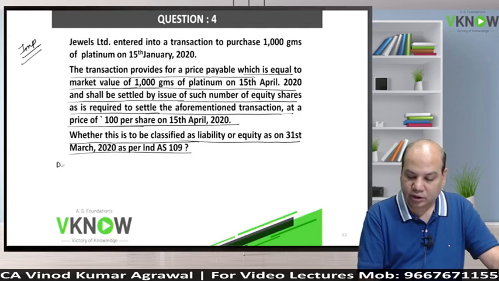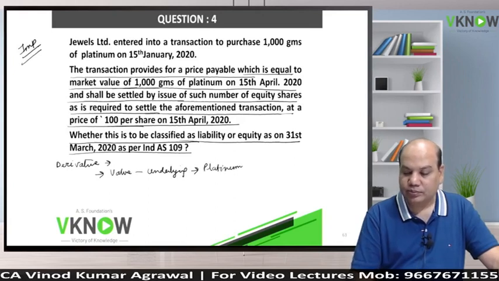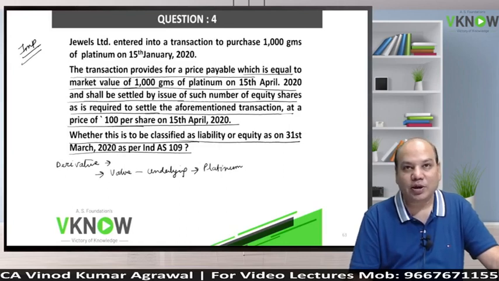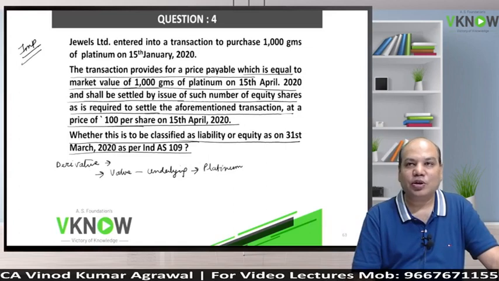Is it a derivative contract? First check, is it a derivative contract? It's a contract whose value will change as the value of the underlying instrument changes. So the value of this contract will keep changing as the price of the platinum keeps changing. Your contract is to pay a price equal to 1000 grams of platinum after 3 months. So as the underlying value changes, the value of the contract will change because you will have to pay more or less.